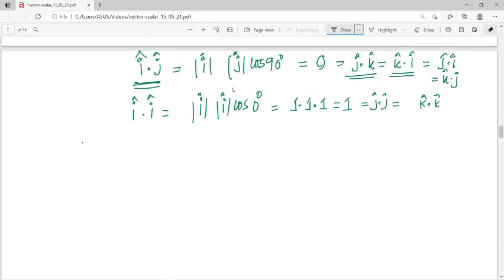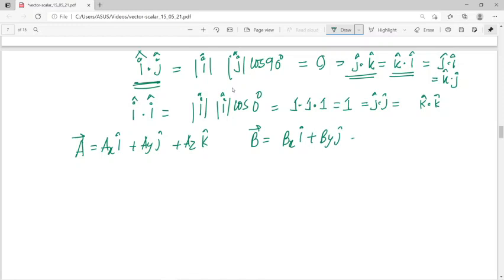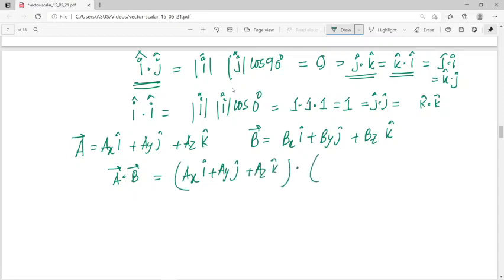The thing is, if we say a vector A is represented by ax i cap plus ay j cap plus az k cap, and B is a vector represented by bx i cap plus by j cap plus bz k cap, now if we do A dot B, what will happen? We write it like that: ax i cap plus ay j cap plus az k cap, dotted with bx i cap plus by j cap plus bz k cap.